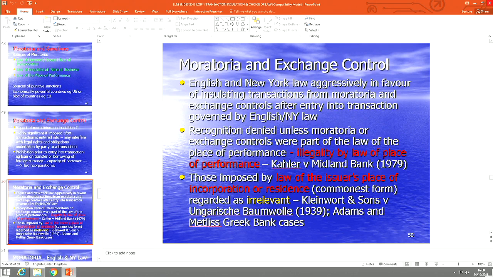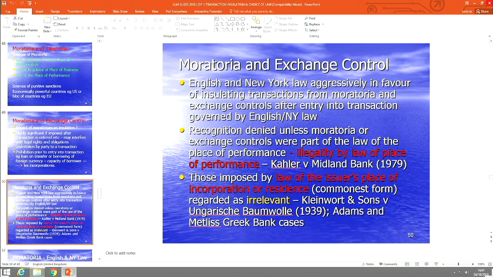So what is it that we have to think about? One of the reasons, and I mentioned this when we were talking about the choice of law process, why English and New York law, one other reason the markets favor these two law systems is because these two law systems, unlike most other law systems, take an extremely aggressive attitude towards moratoria, essentially refusing to recognize moratoria if New York law or English law have been chosen as governing law.